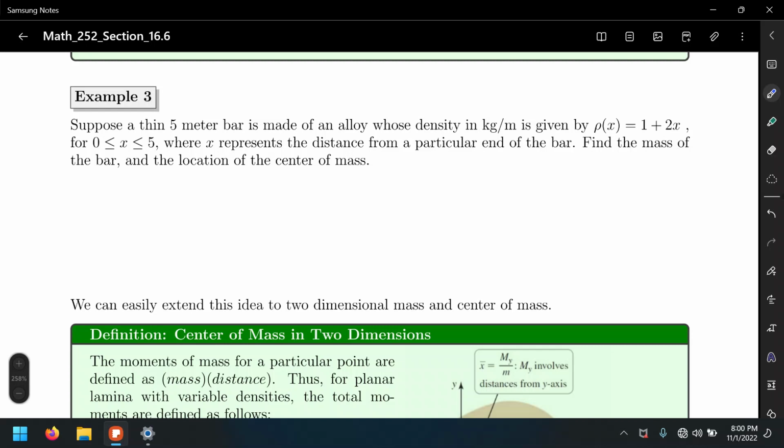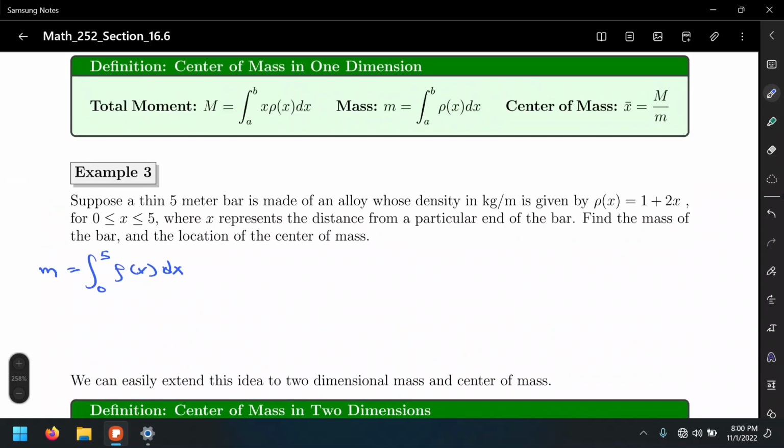So number one, we have to calculate the mass. M equals the integral from 0 to 5 of rho of x dx. That's the second integral right here. That's the integral from 0 to 5, well, actually, we do a to b.